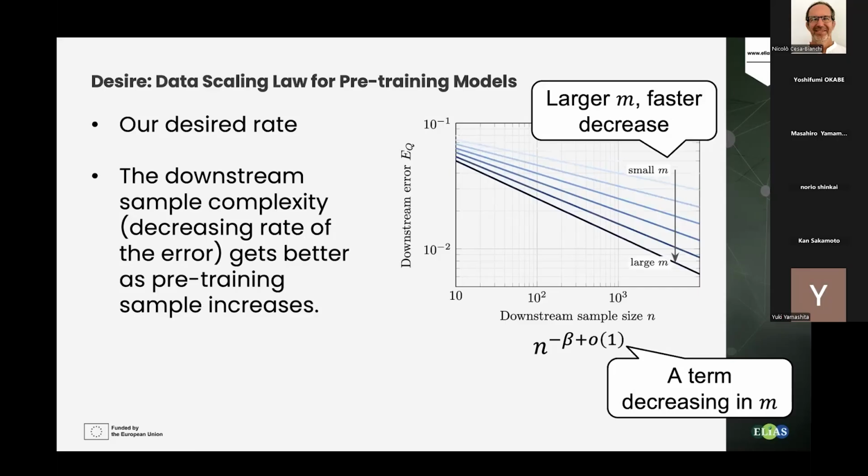So our desire is a rate like this. There is an N^(-beta) term, the same as in the previous slide, and there is a small-o(1) term, which means a term decreasing in the pre-training sample size. To visualize this rate, we get this picture. By increasing the pre-training sample size, the error rate gets better. So basically, we'd like to get this kind of learning rate.